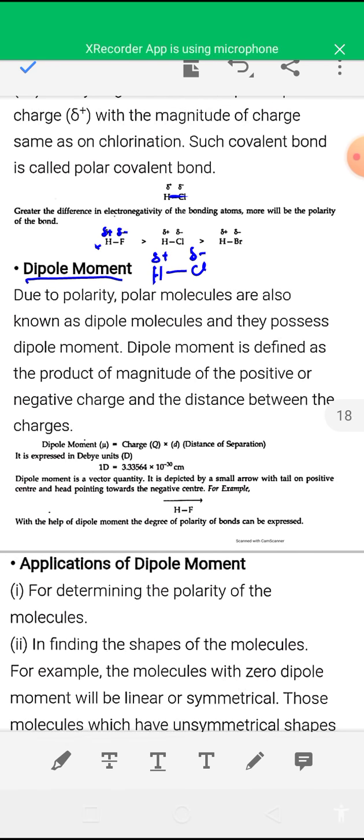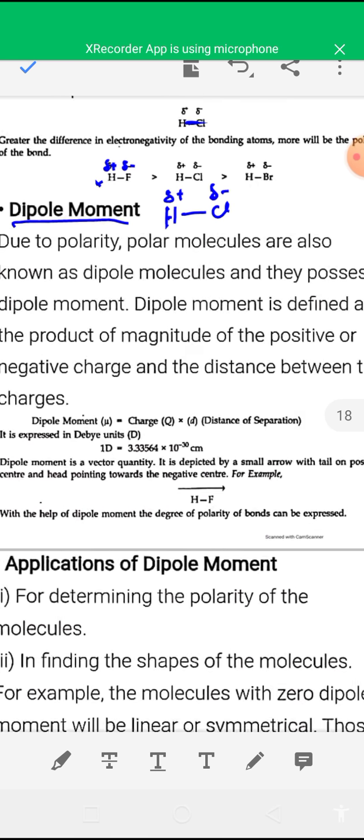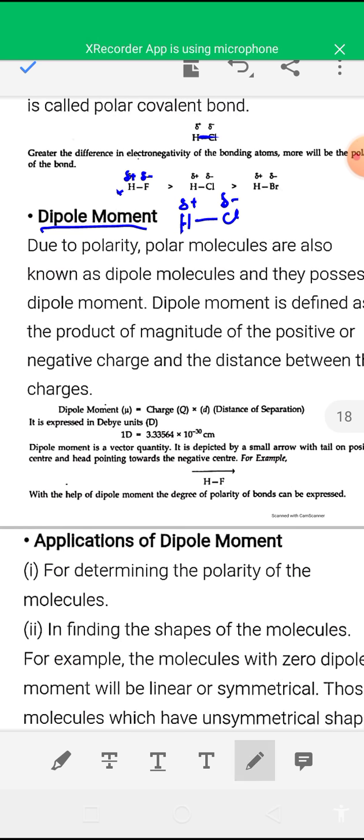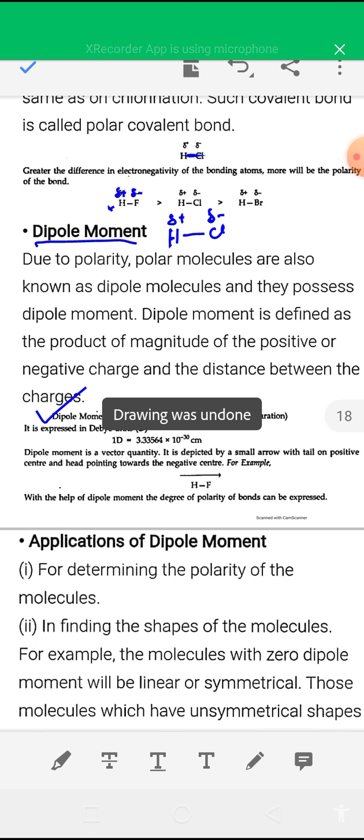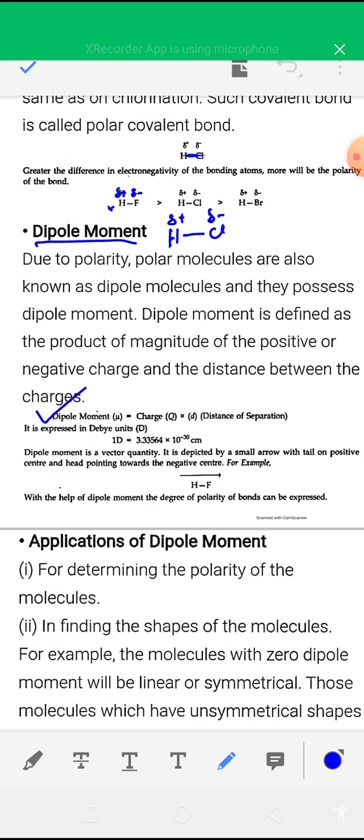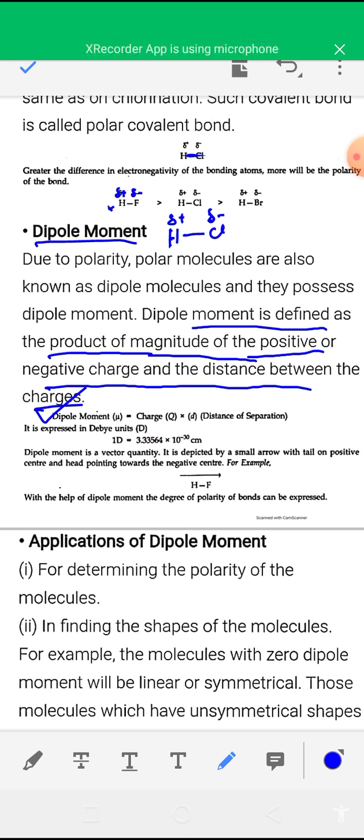Dipole moment is a physical quantity, it is a vector quantity, and by definition, dipole moment is defined as the product of the magnitude of the positive or negative charge and the distance between the charges.